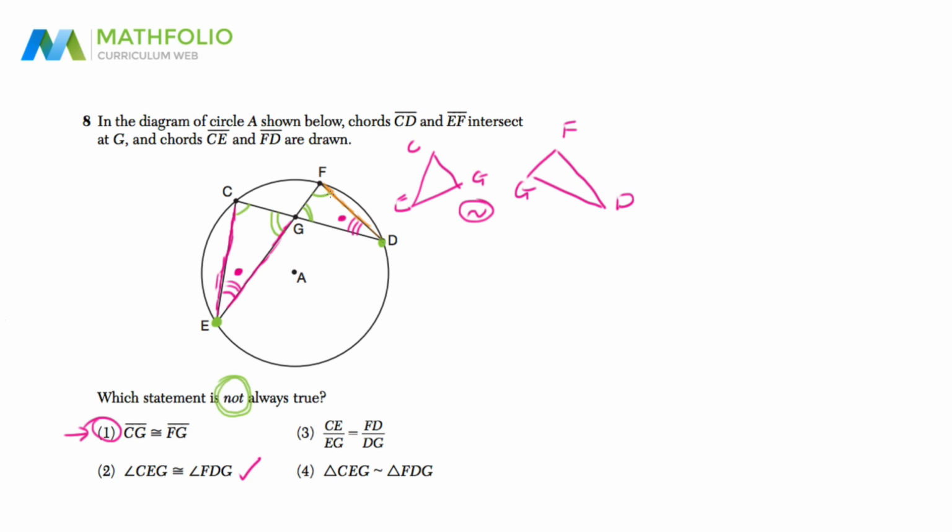Notice it's going from the 1 arc to the 3 arcs, just like this one went from the 1 arc to the 3 arcs. FD all over DG. So these two sides are proportional because they are this over this. Does it equal FD right here all over DG? And it does, because they are proportional. And then the last one, triangle CEG is similar to FDG, and that's also true. So the answer, as we thought, was option number 1.